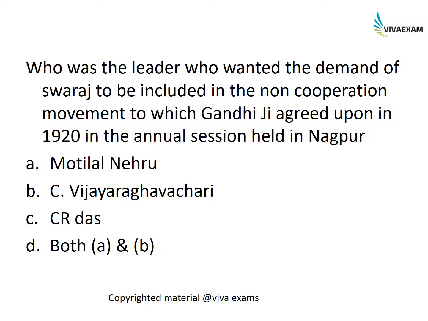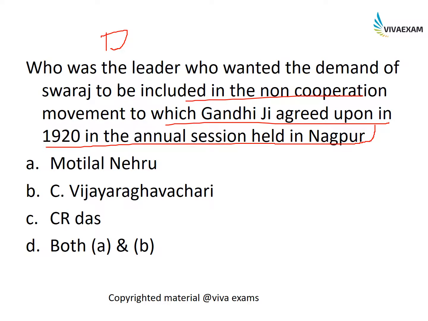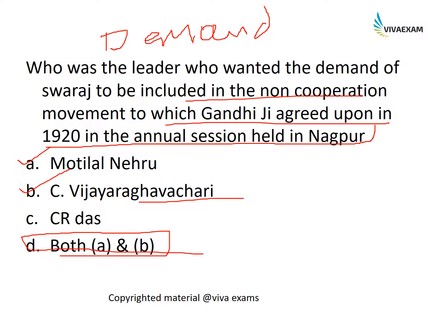Who was the leader who wanted the demand of Swaraj to be included in the non-cooperation movement, to which Gandhiji agreed in 1920 in the annual session held at Nagpur? So this demand for Swaraj to be a part of the non-cooperation movement was put by one of the leaders, and Gandhiji said why not. So we are being asked who was this leader. It was actually put by Motilal Nehru and C. Vijayaraghavachari, and this was both A and B, so the answer would be D.